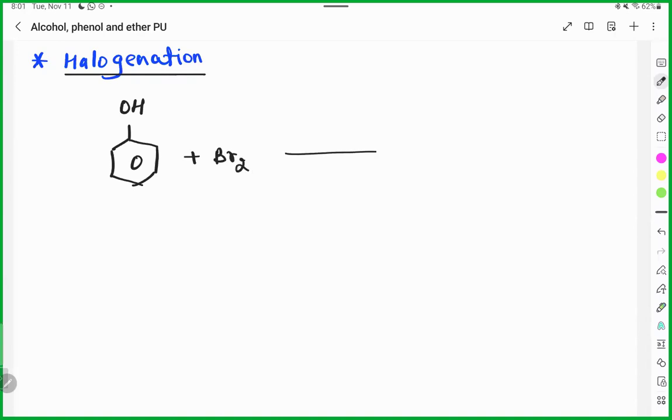But as we mentioned, we have to reduce the activity. That's why we are not taking water, we are taking CS2. In CS2, activity will be low, and the temperature is also low, 273 Kelvin, which means 0 degrees Celsius. What is CS2, sir? Carbon disulfide.